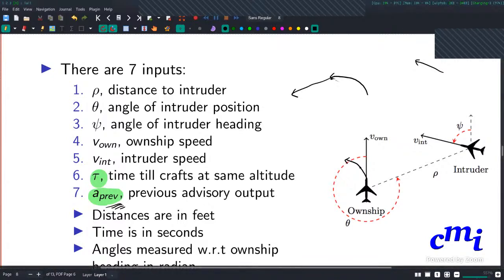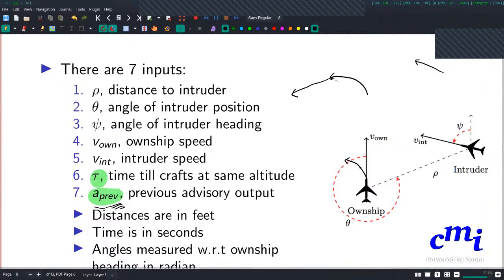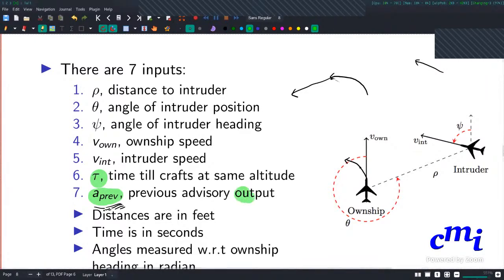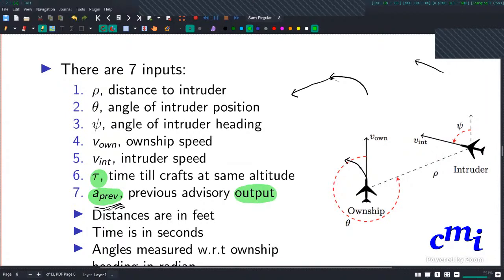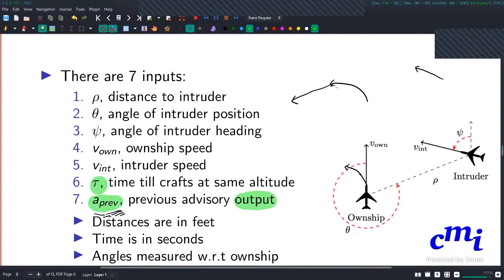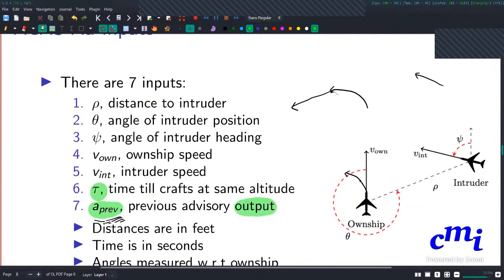So that sort of decision making can be done by taking into account what your previous advisory was, right? So in that sense, the output is basically getting fed back into the network via this A pref input. So these are the 7 inputs to the system. So is that all okay? Are the inputs clear?